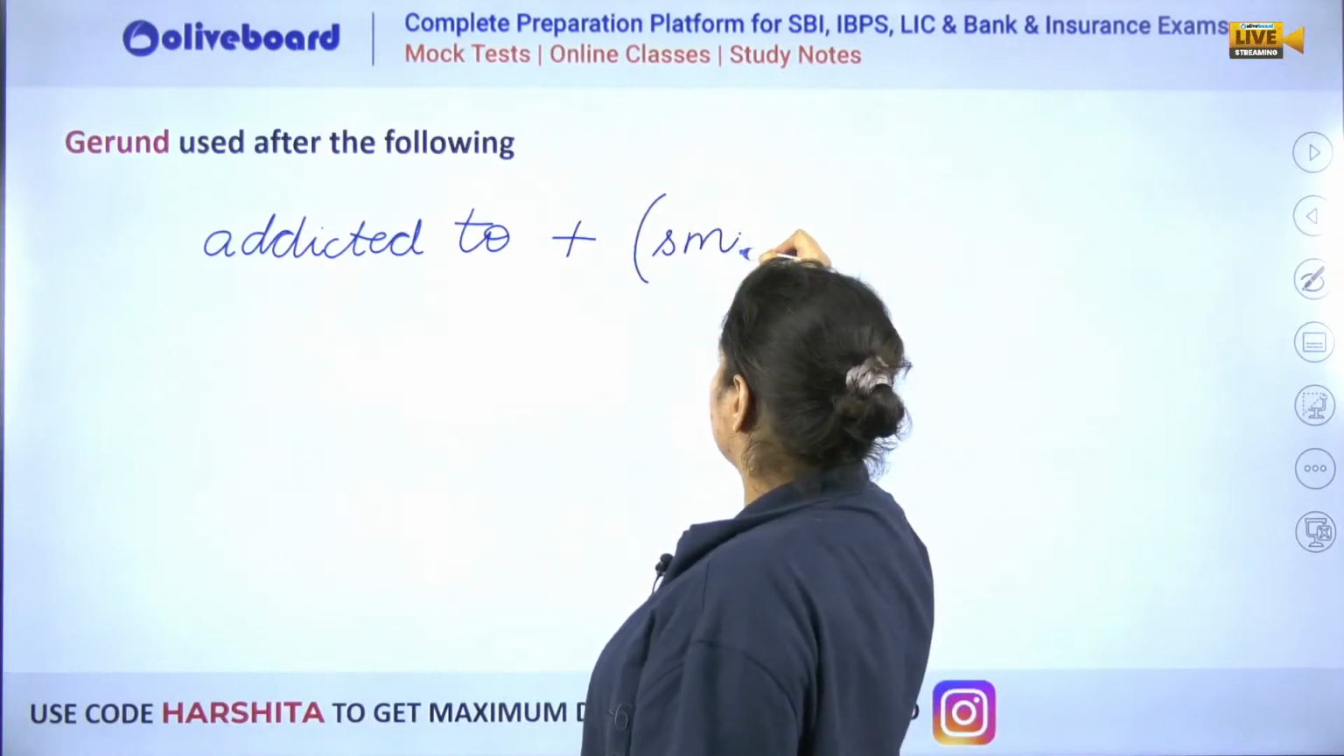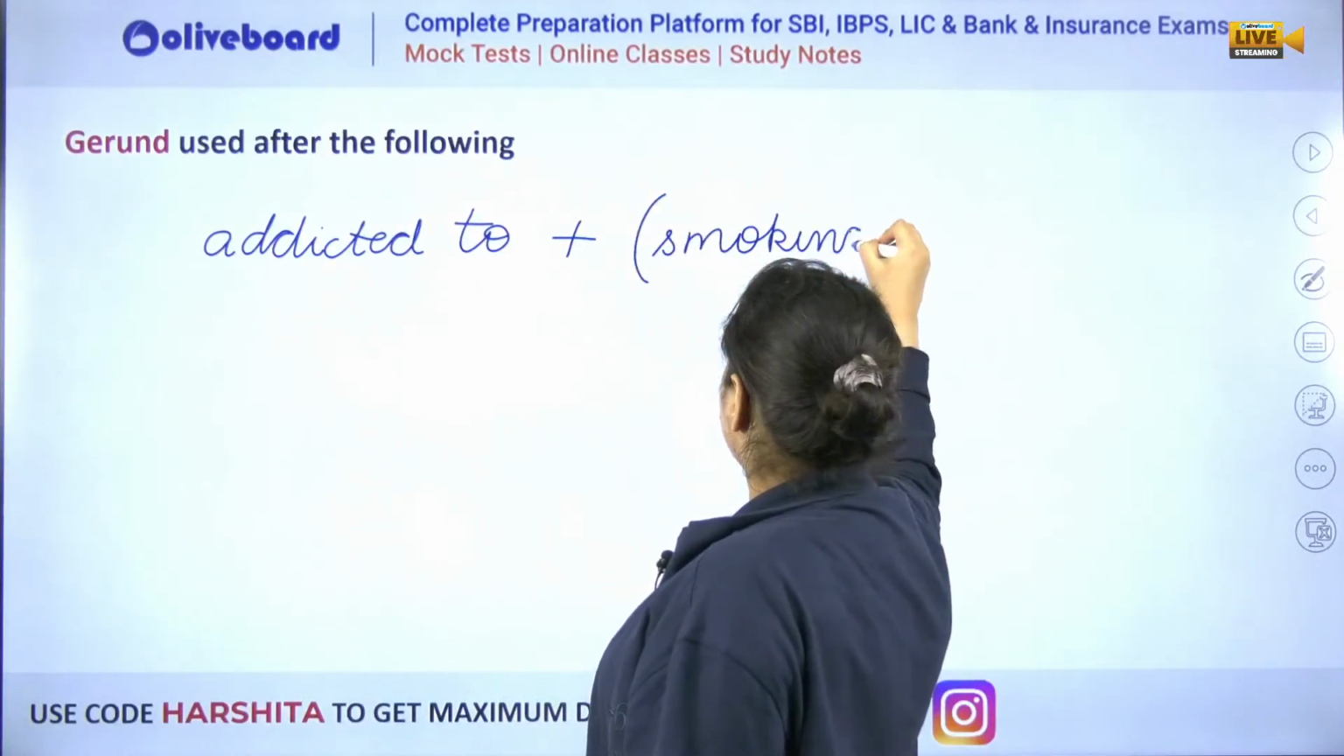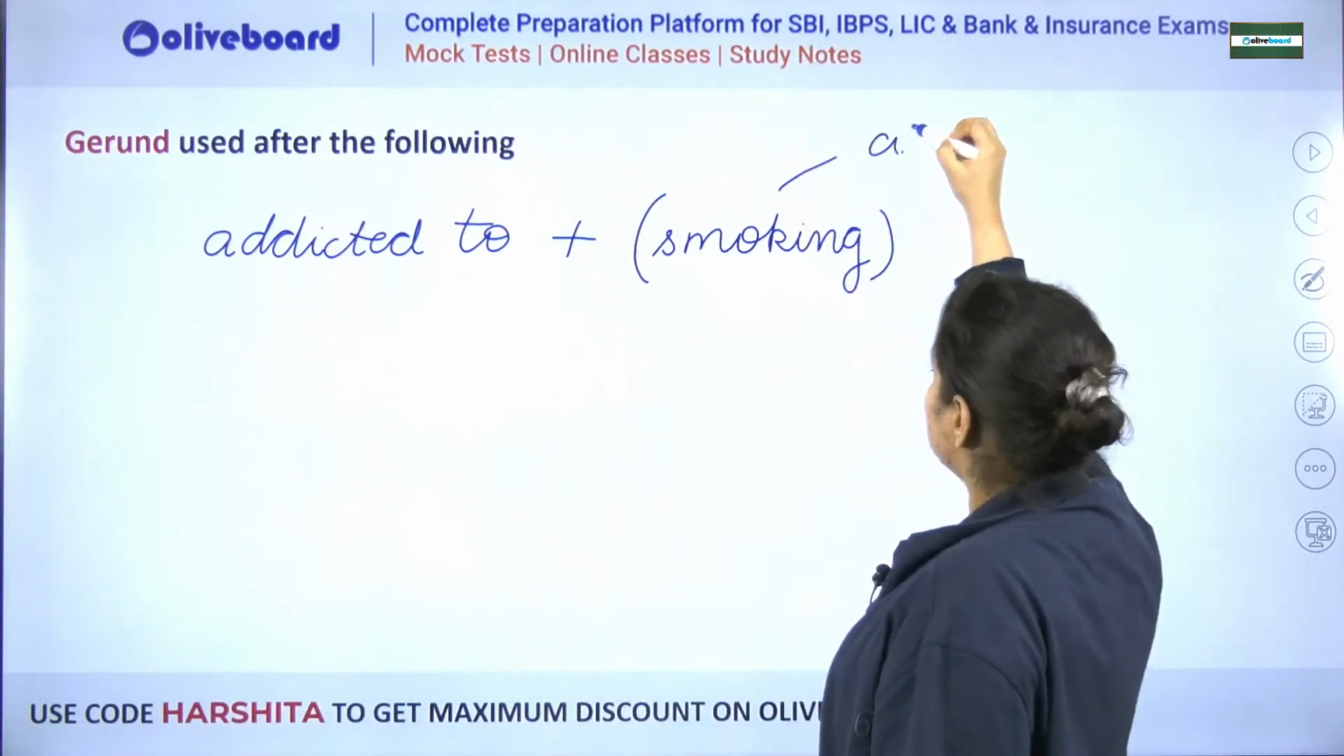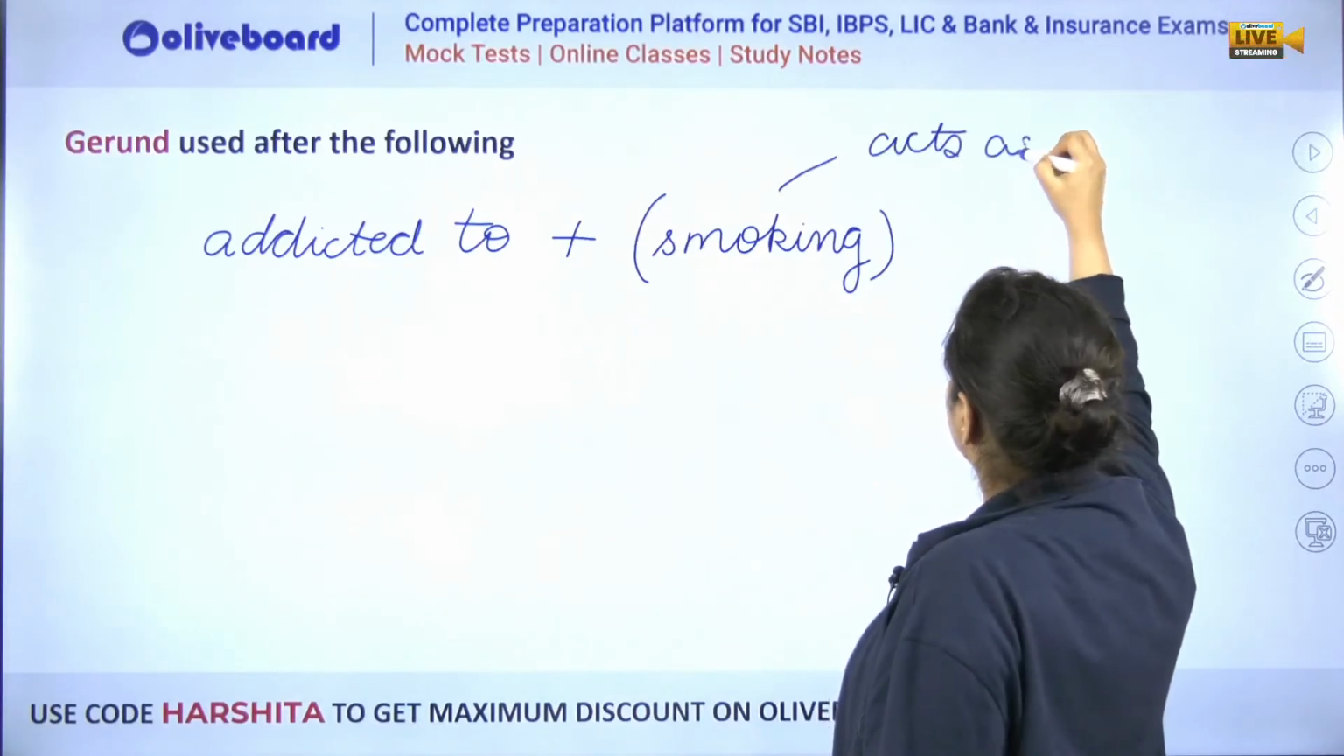ing, smoking, drinking, whatever, gerund form. Why do we call it gerund form? It is a verb word but it acts as a noun. We are naming an activity, gerund.